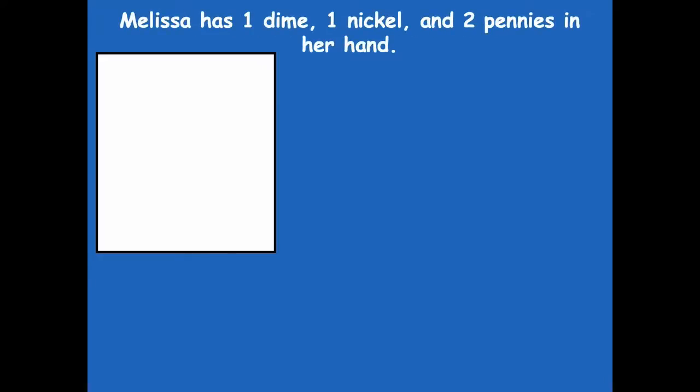All right, let's look at another one. Okay, so behind the box is some coins. I'm not going to show you yet, okay? You're going to have to figure that out. So Melissa has 1 dime, 1 nickel, and 2 pennies in her hand. What's the value of her coins? So pause the video, find the value of 1 dime, 1 nickel, and 2 pennies, and then click play when you're ready to go over it together.